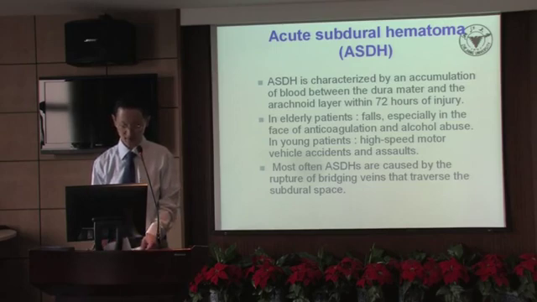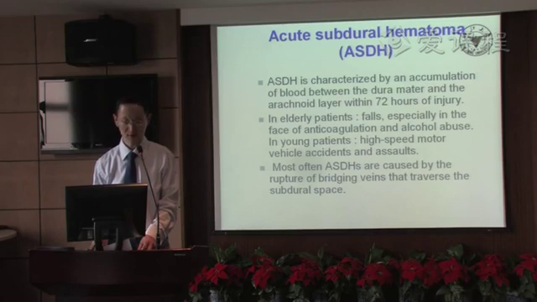Most often, ASDH are caused by rupture of bridging veins that traverse the subdural space. The initial forces, acceleration or deceleration at the moment of injury, usually are of short impact and abrupt angular acceleration, and therefore occur at the periphery of the brain.